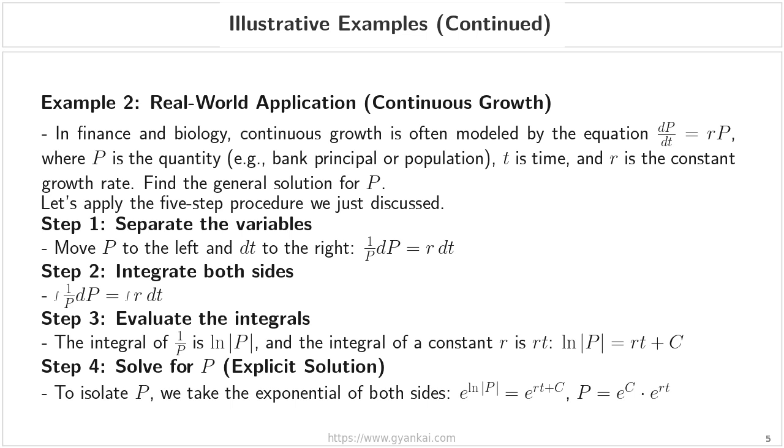Step 4, at this stage, we have an implicit solution, but it's much more useful if we can find an explicit solution for P. To isolate P, we need to undo the natural log by taking the exponential of both sides.